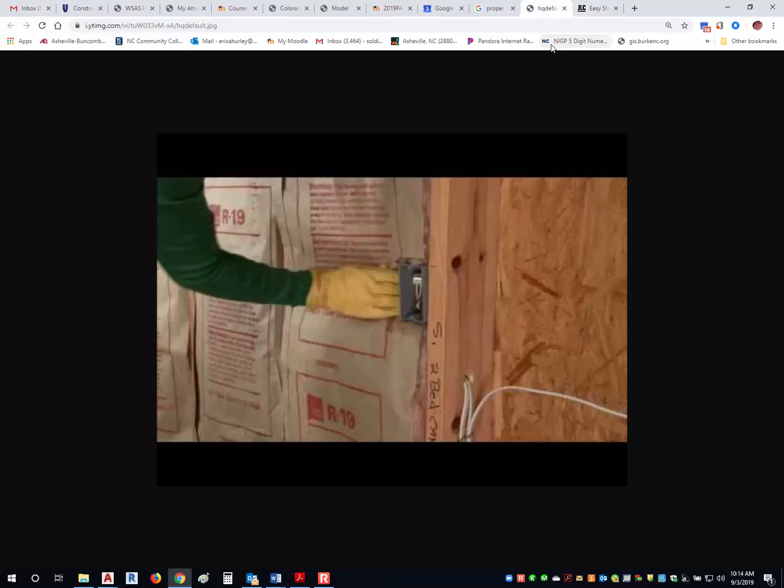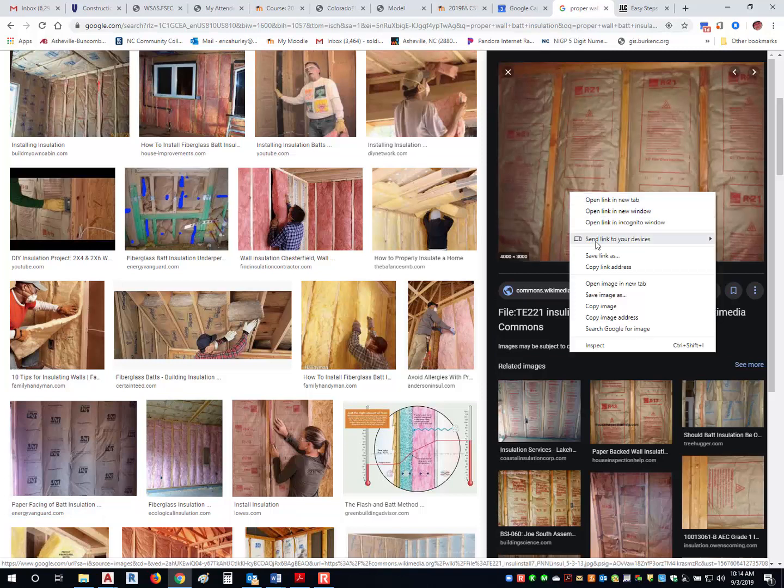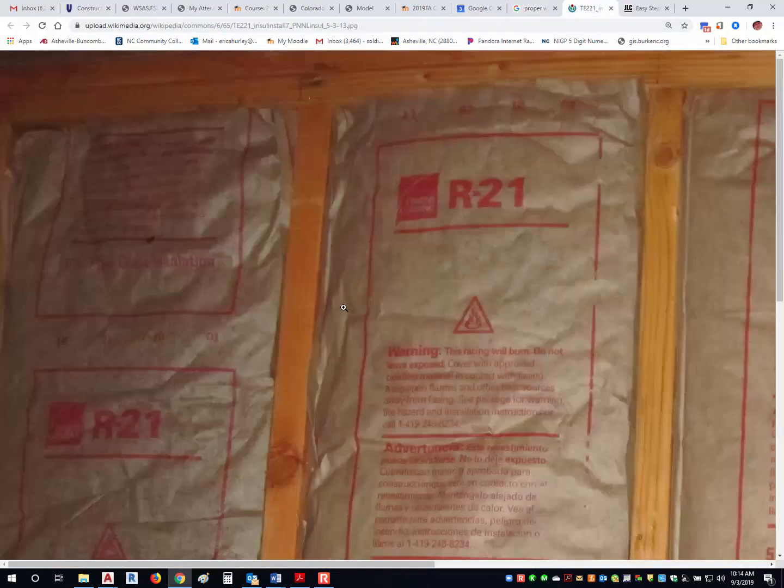Open. All right, so again, you can see these tabs have been folded over each other, and it's been properly installed. Then when the drywall or whatever interior finish is going to be put on, there are no gaps whatsoever in between and around the insulation. So that's a very good way to do it. Here is another incidence of not how to do it.